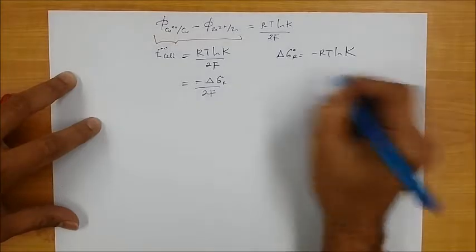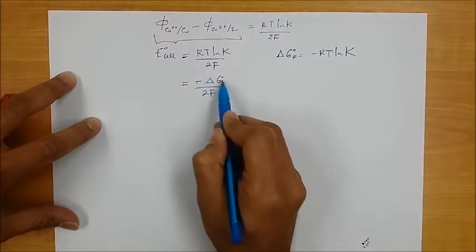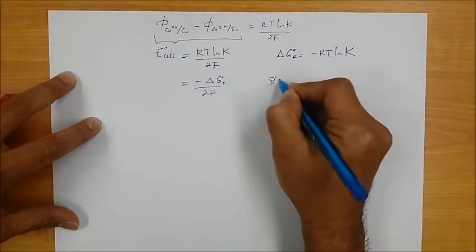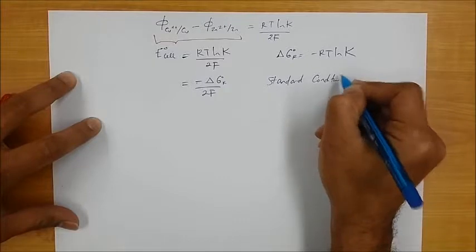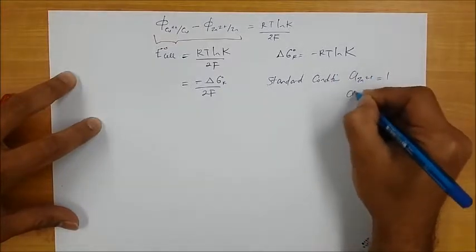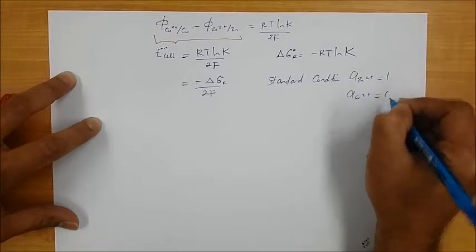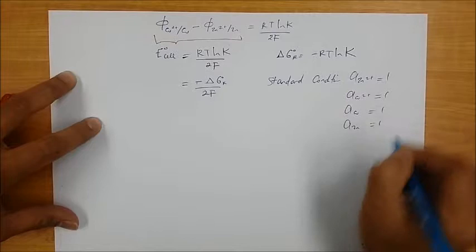These are all at standard conditions, right? Not just E naught of the cell, delta G naught R too, these are standard conditions, where the activity of zinc 2 plus is 1, the activity of copper 2 plus is 1, the activity of the copper is 1, and the activity of the zinc metal is also 1.